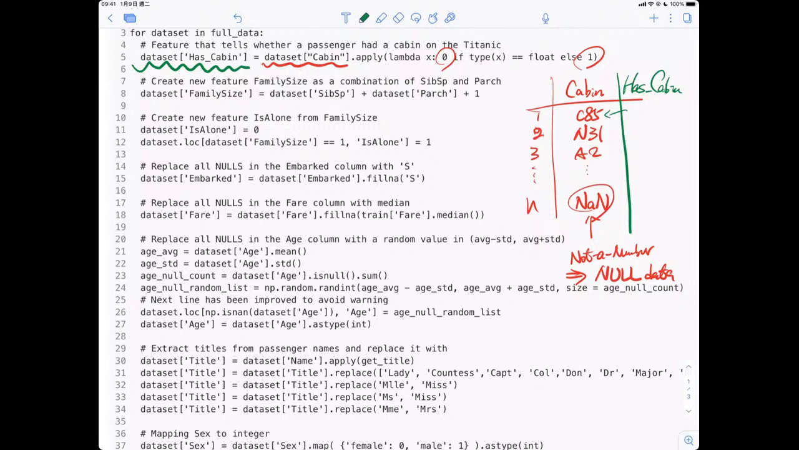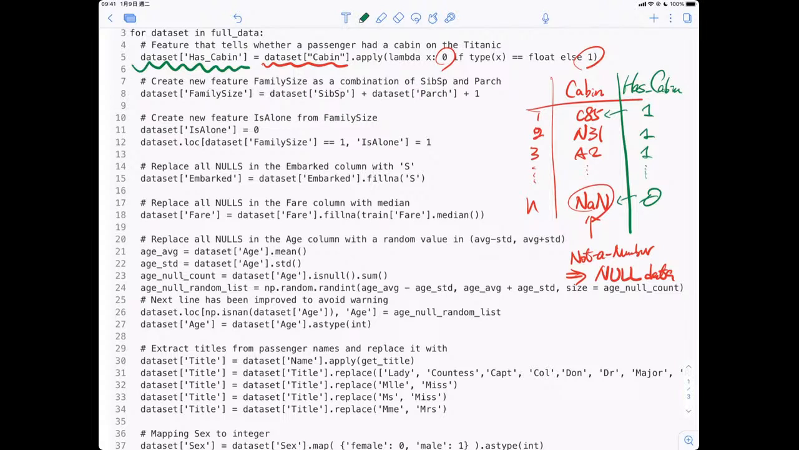It depends on whether it is a word, a combination of alphabetic words, or a number. I say yes, it has a cabin, yes, it has a cabin, and so on and so forth, until NaN, which means it's not a number, it is a missing value. So I say no, this passenger has no cabin.